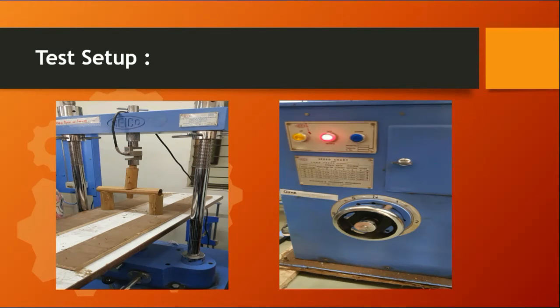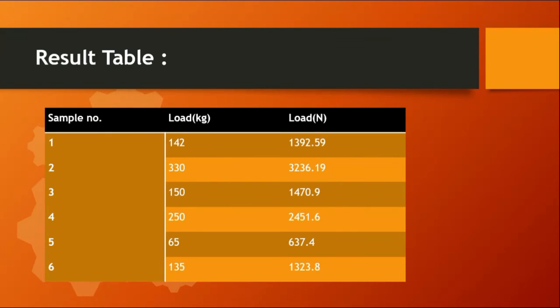Six groups formed the 6 samples of T. Then the load which each was able to bear was: first sample 142 kg, second 330 kg, third 150 kg, fourth 250 kg, fifth 65 kg and sixth 135 kg.